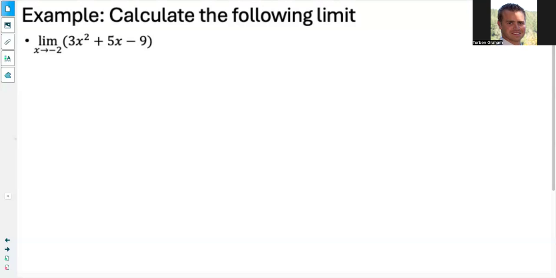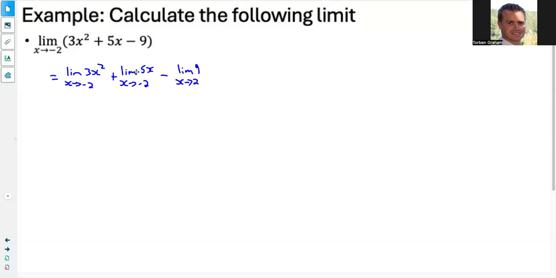So we can use our addition and subtraction property to simplify this. So this is the same as the limit of 3x squared as x approaches -2 plus our limit of 5x as x approaches -2, actually in this case it'd be minus our limit of 9 as x approaches -2.